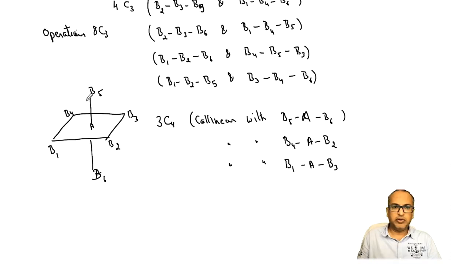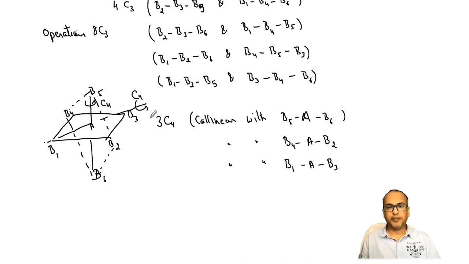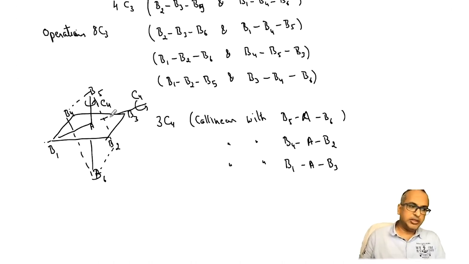So now if you do a C4 operation, it will be like this, right? So this is my C4 axis. So B1 will be replaced with B2 and so on. Similarly, if I'm doing a C4 operation along this axis, the rotation will be between B4, B5, B2 and B6, right? So this will be forming a plane, and this will be my C4 rotation.